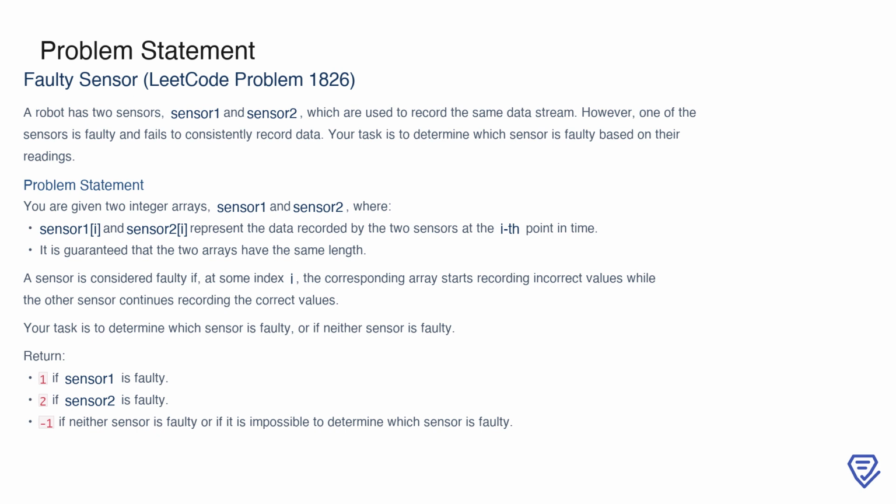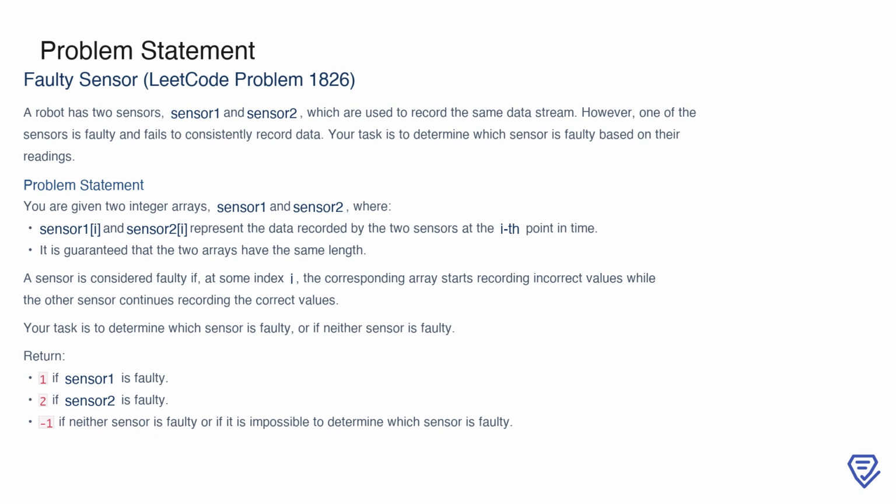Specifically, you're given two integer arrays, sensor 1 and sensor 2, where each element represents the reading from the respective sensor at a specific time point. Importantly, these two arrays are guaranteed to have the same length. A sensor is identified as faulty if, at some index, one of the sensors starts recording incorrect values while the other continues to record correct values.